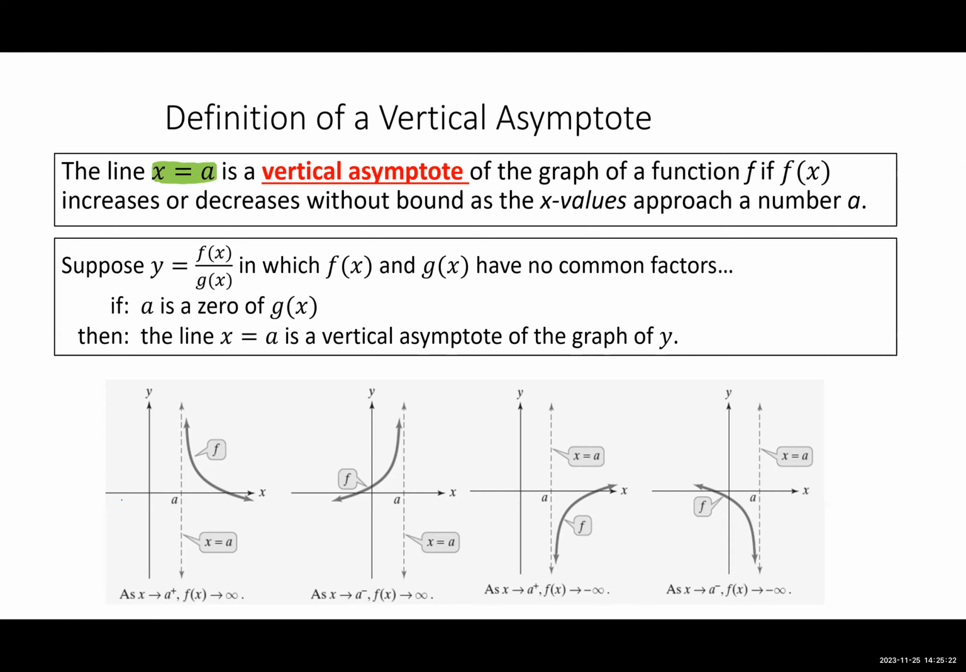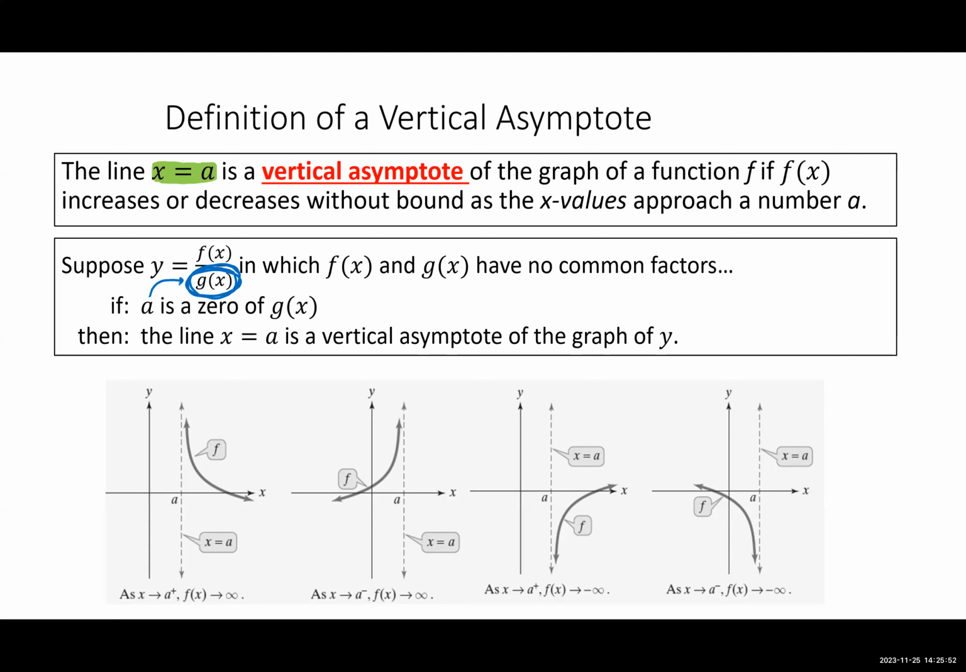A vertical asymptote is when the denominator of a reduced fraction, so this fraction, f of x over g of x, where they have no common factors, so nothing to cancel, if a is a 0 of the bottom, if a is a 0 of g of x, then the line x equals a will be a vertical asymptote of the graph.